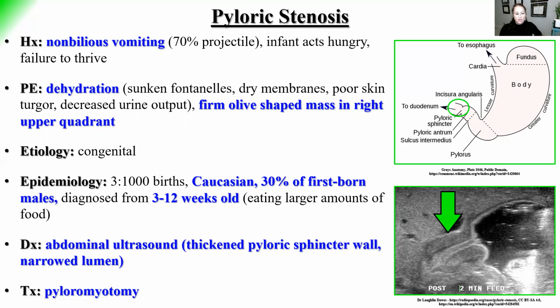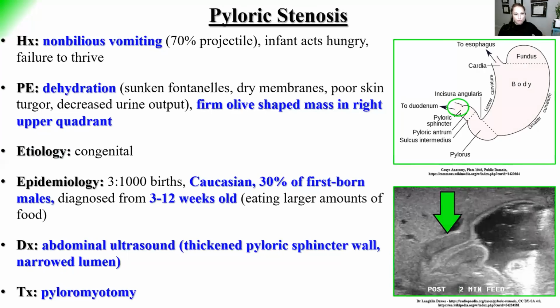pyloric stenosis. Diagnostic criteria of definitive choice for this one is going to be an abdominal ultrasound, which you can see in the bottom picture here. You'll see thickening of the pyloric sphincter wall and a very narrowed lumen where the food gets through. Treatment for this is a surgery, and this is a pretty minimally invasive surgery. You're in and out. Pyloromyotomy, so they go in and they cut through that pyloric sphincter. So common patient that's projectile vomiting, and we have that physical exam finding that's important on this one.